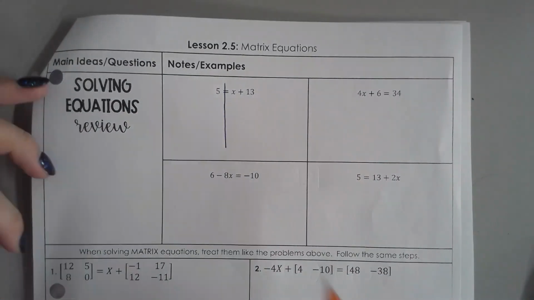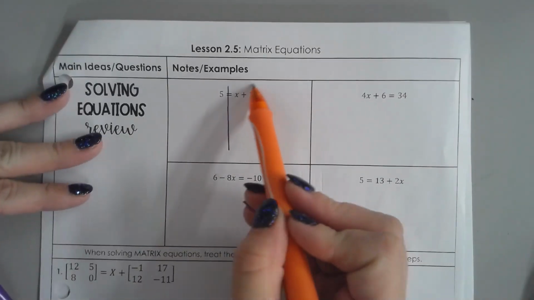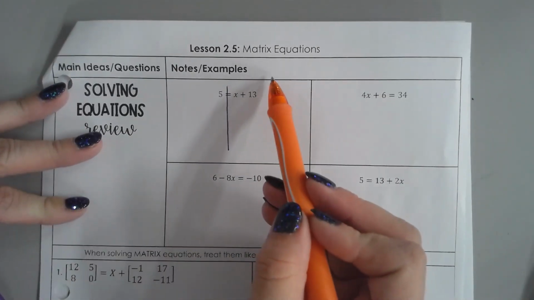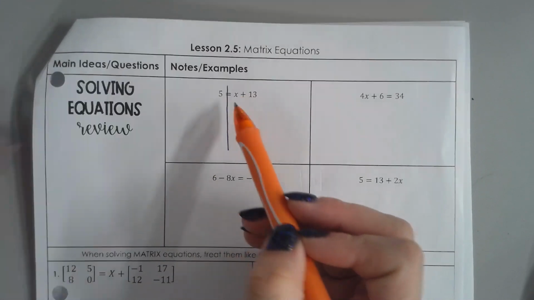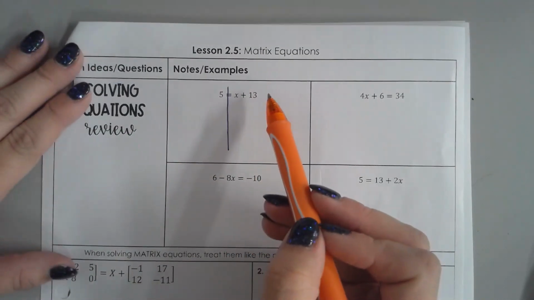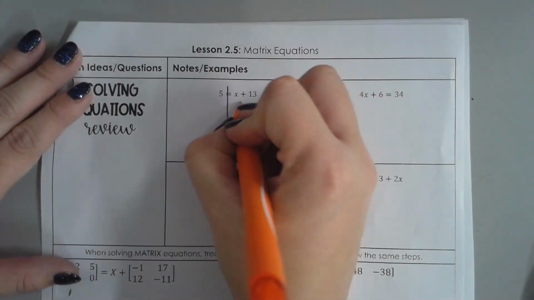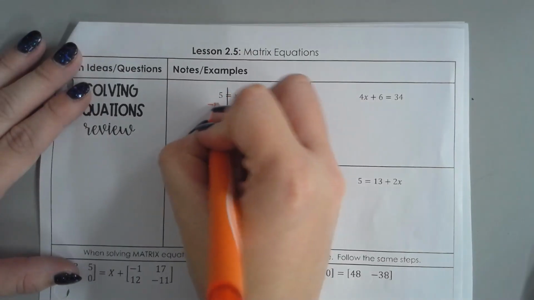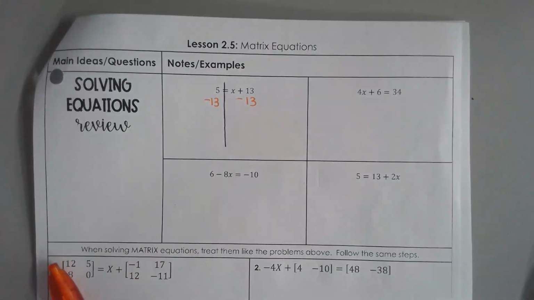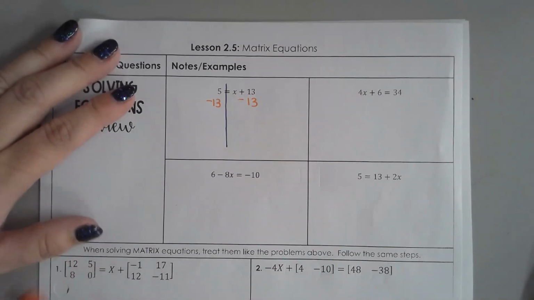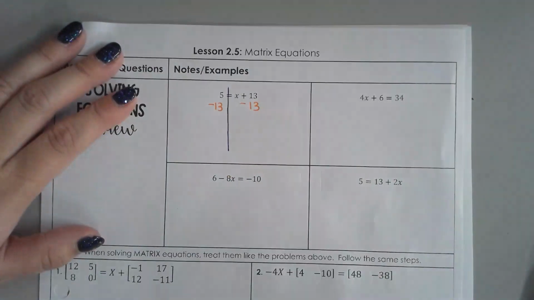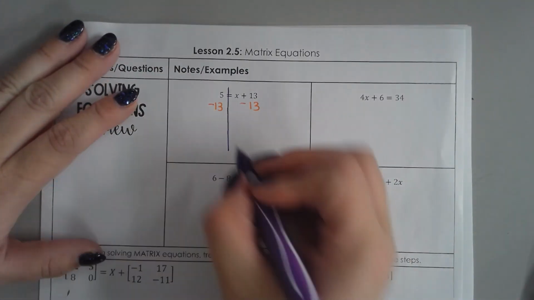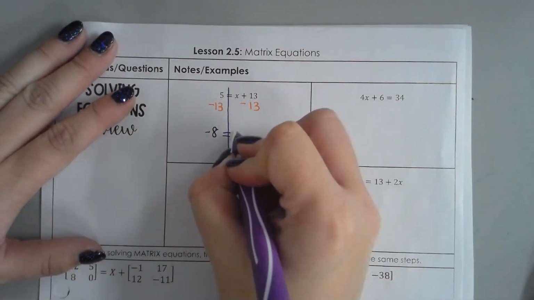You look at the number that's by itself. This is a plus 13. You want to get rid of that. Our goal is to get the x by itself. So the number that's by itself, we're going to subtract 13 from both sides. And 5 minus 13 is what? 8. Negative 8 equals x.